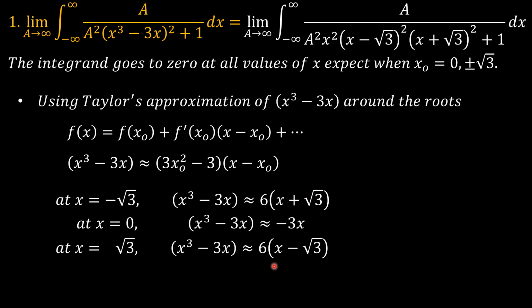And so what you could do is look at it as if we have 3 different Dirac delta functions that we can integrate separately. With the Dirac delta function at x equals negative root 3, the integrand x cubed minus 3x is approximately equal to 6 times x plus root 3. And equally at x equals 0 and at x equals positive root 3, we do the same thing. And that's what we're going to do.